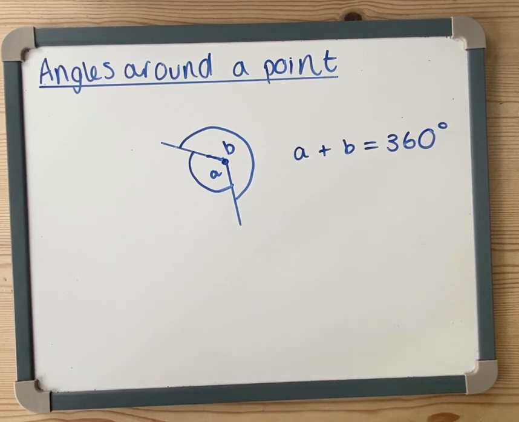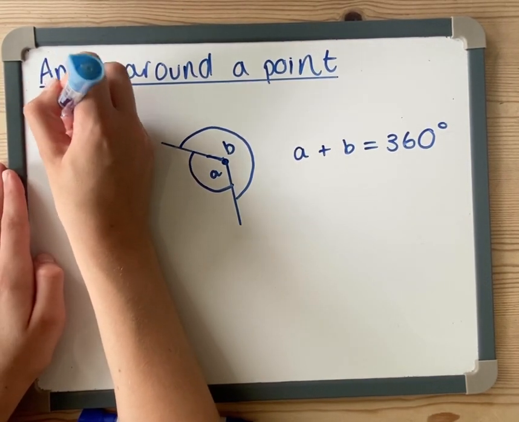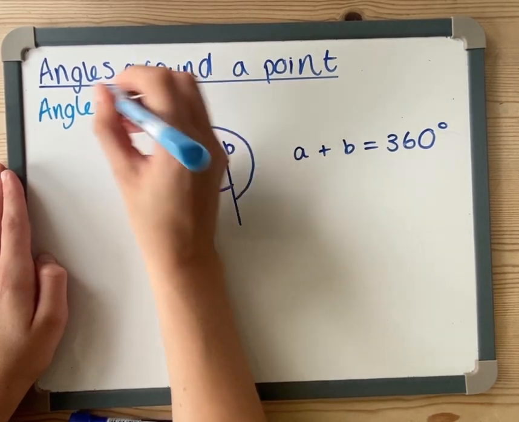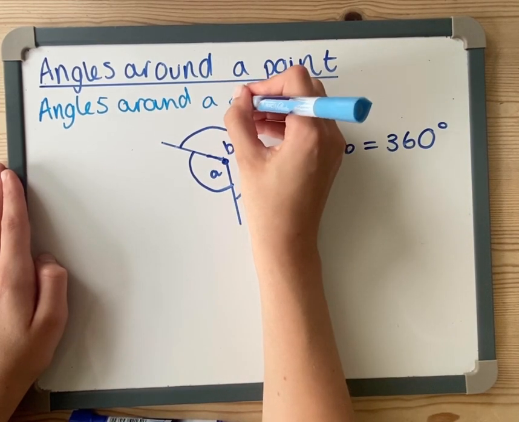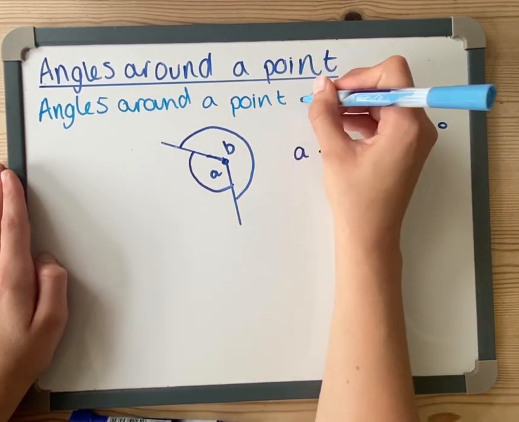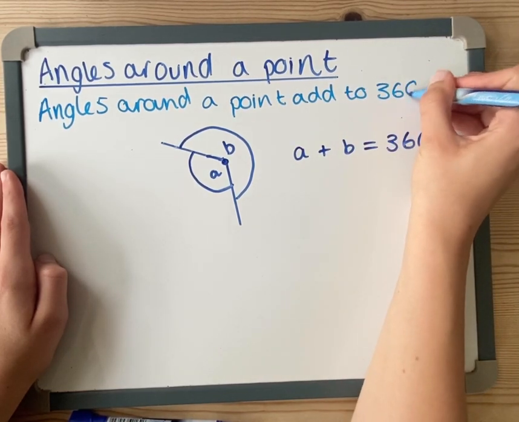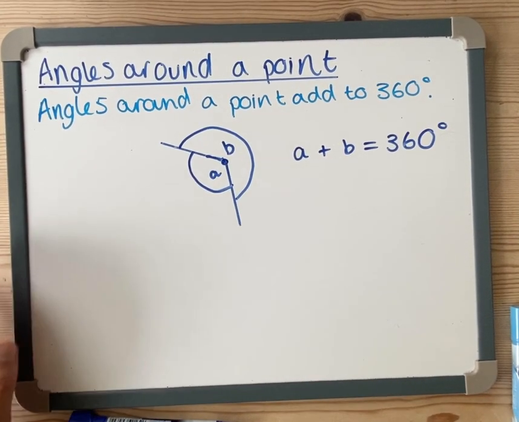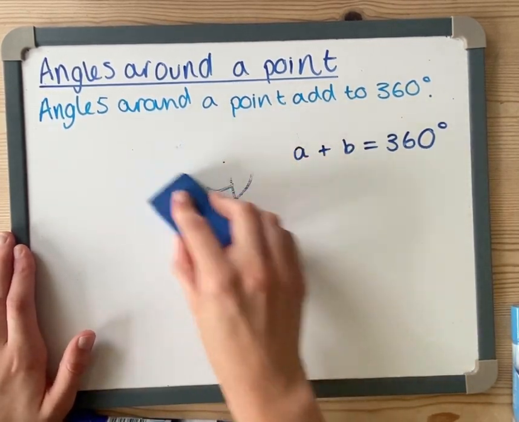So we've got a really important rule here. And the rule is, and please make sure you write this rule down as well, is that angles around a point add to 360 degrees. You can see those two angles are going around that point. Okay, that is our key rule. Please make sure you've written that down. Let me get rid of this bit.